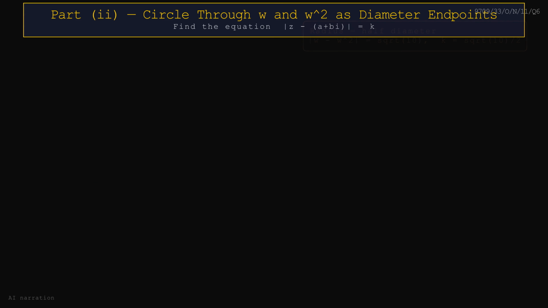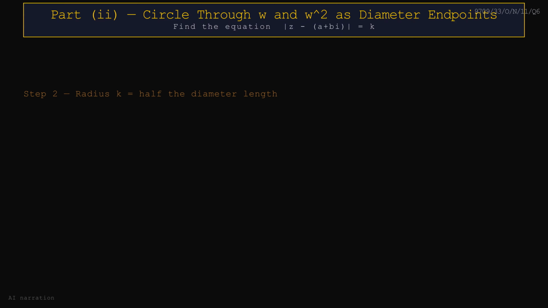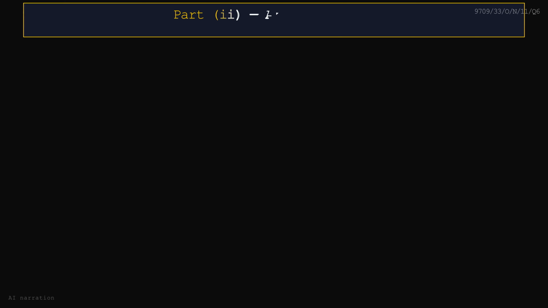Step 2. Radius k is half the diameter length. Modulus of W minus W squared is √10, so k is √10/2. Radius equals half the diameter. Diameter length √10, radius k equals √10/2. Box the radius. Final answer. The circle equation, modulus z minus 1/2 equals √10/2.